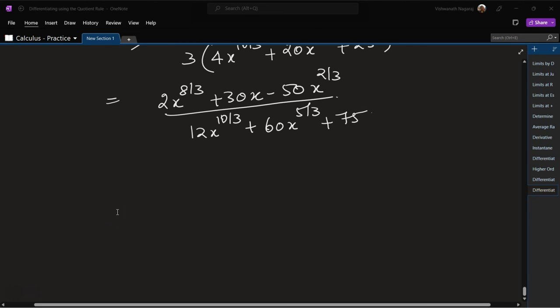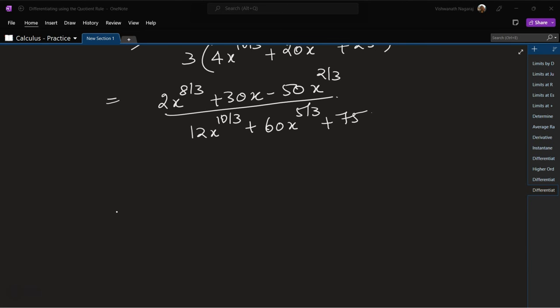So that is differentiating using the quotient rule. That's it. Bye.